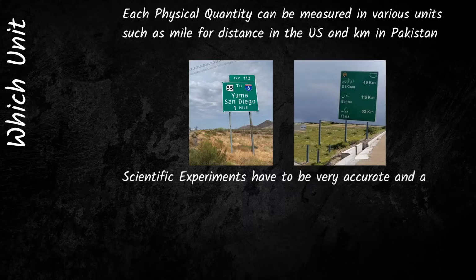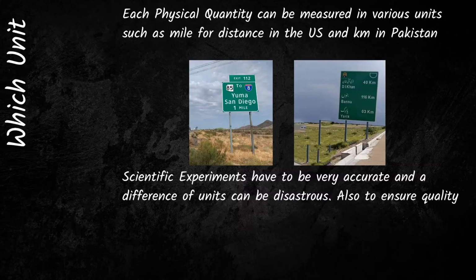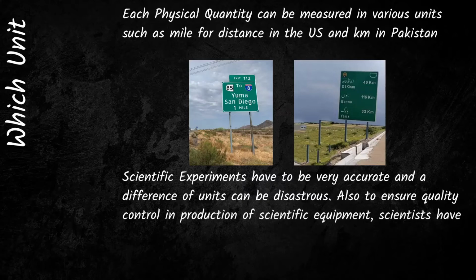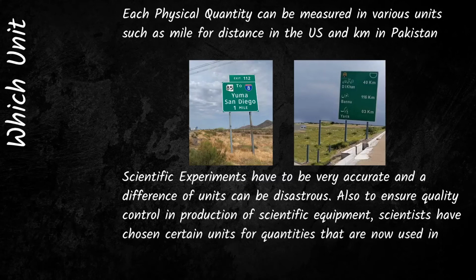The general problem is that scientific experiments have to be very accurate, and difference in units can slow down scientific research by quite a lot. Hence, it is important that to ensure quality control and production of scientific equipment, scientists have chosen certain units for quantities that are now used in research all across the world. Units that have been chosen by the scientific community are known as the SI units.